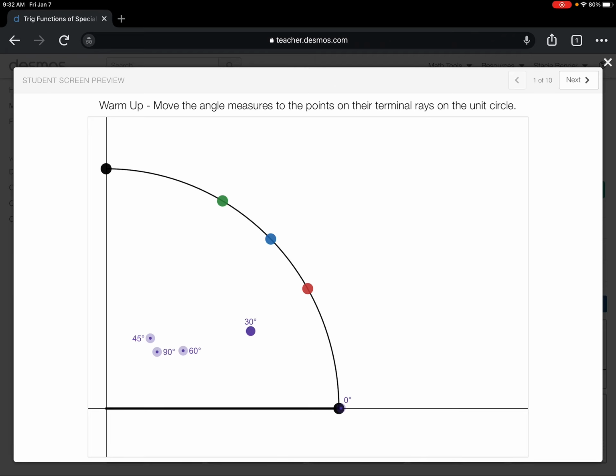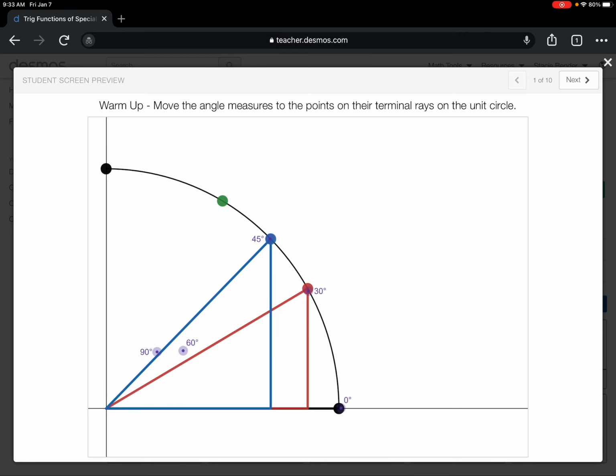So 0 degrees was the smallest, 30 degrees goes here, which makes sense because it looks like it's about a 30-degree angle with the x-axis. And then comes 45, which creates a 45 right triangle. And then we hit 60, which will create this green triangle that has a 60-degree angle with the positive x-axis. And then finally we pull the 90 in and we have our 90 degrees. So that's our warm-up on this one.